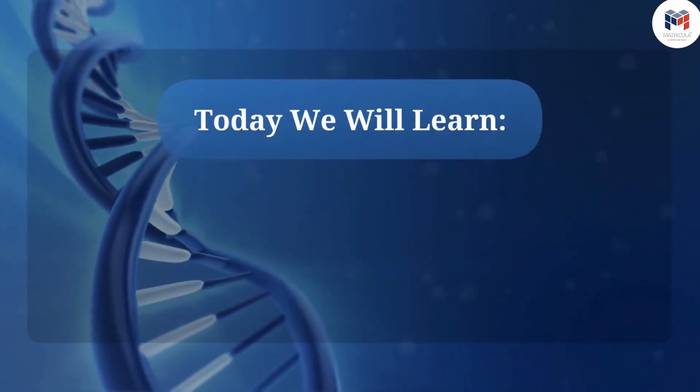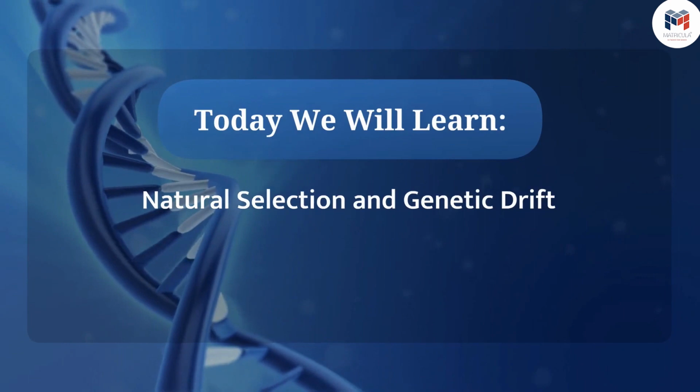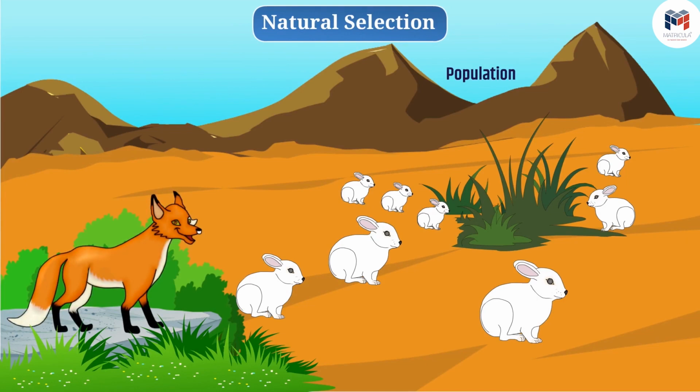Today we will learn about natural selection and genetic drift. There is a population of white rabbits residing on a hill. Sometime after, a fox comes to live on the hill. The fox hunts these rabbits for its survival. Gradually, the number of rabbits on the hill decreases.